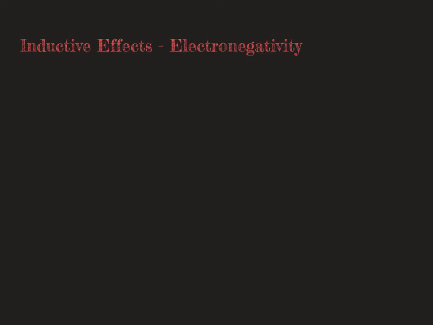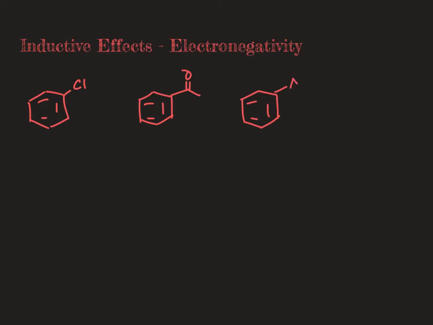So first, with inductive effects, the way you really want to think about this is based on electronegativity. So a couple examples, we can have halogens attached to our benzene ring, so something like chlorine. We could have acyl groups, so something like a ketone or an aldehyde. Another one to think about would be a nitro group. I'm going to draw that nitro group out because it helps to see what it looks like when thinking about this.